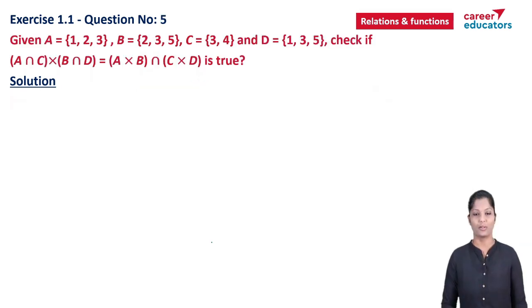Next, we are going to solve question number 5. In question number 5, they have given set A, set B, set C and set D. We have to check whether A intersection C cross B intersection D is equal to A cross B intersection C cross D. Let's solve the problem.